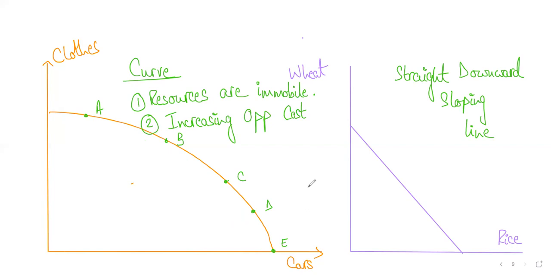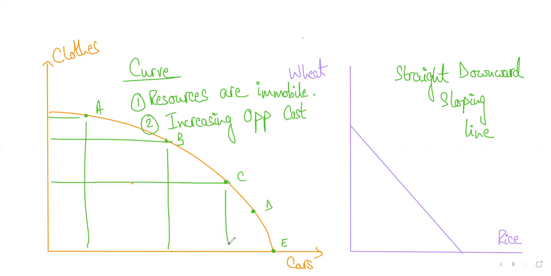Every time you're producing more cars, are you always giving up the same quantity of clothes? I repeat myself. Every time you produce more cars, moving from A to B, my question is, are you giving up the same quantity of clothes, or does it change when you move towards the E point?